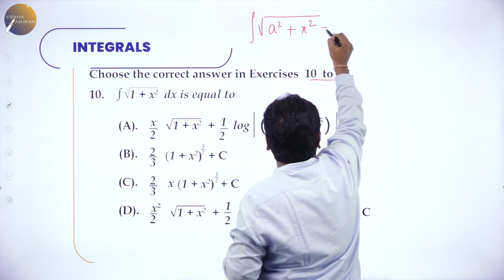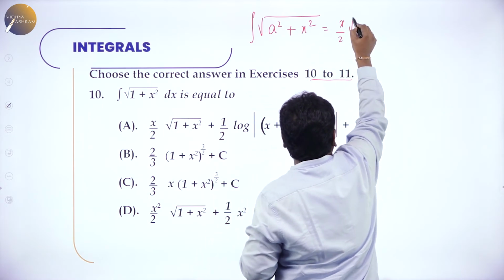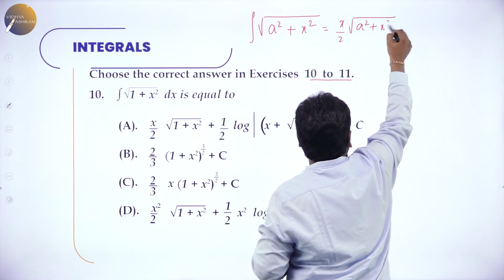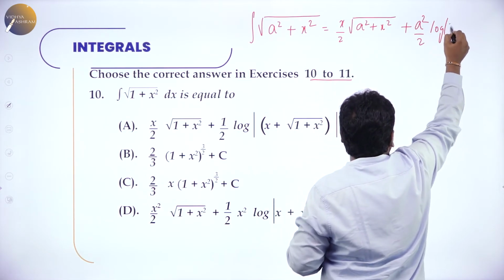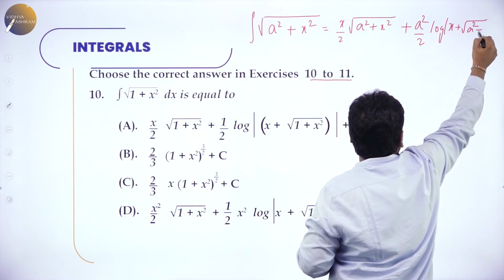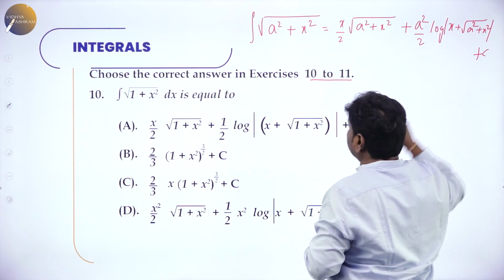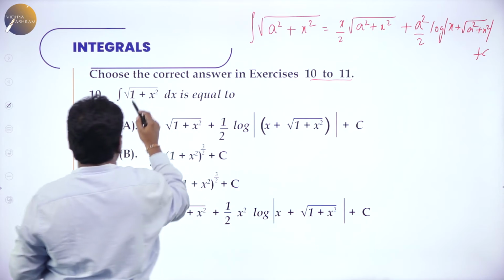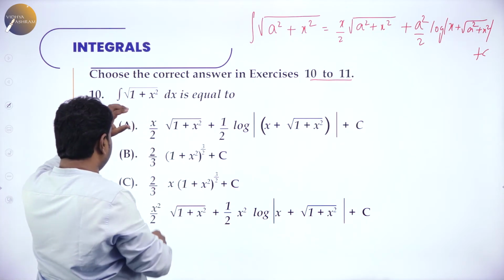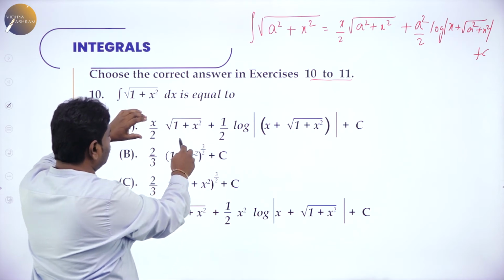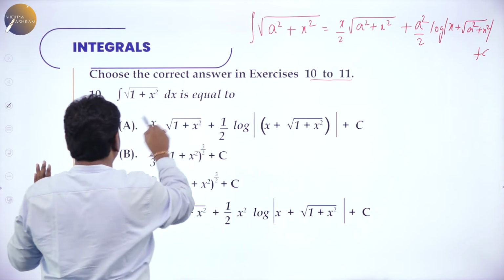Integration of root of a square plus x square is x by 2 root of a square plus x square plus a square by 2 log of mod of x plus root of a square plus x square plus c. Here in the place of a square we have 1 square. So the answer should start from x by 2, so I can eliminate these, they are all gone. So root of 1 plus x square into half, it matches.